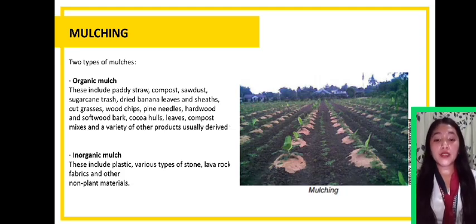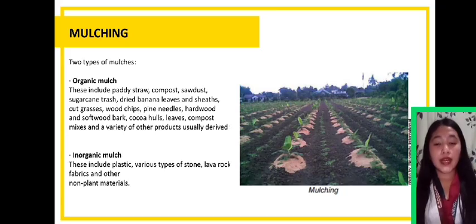Mulch can also suppress weed growth, reducing competition for nutrients and water. And also, it helps regulate soil temperature, protecting roots from extreme temperatures. Organic mulch breaks down over time, adding nutrients to the soil. We have two types of mulches.